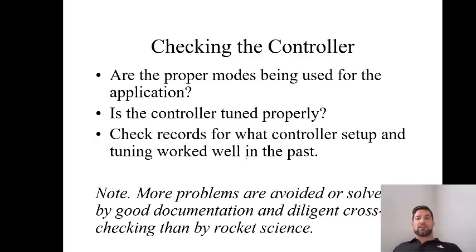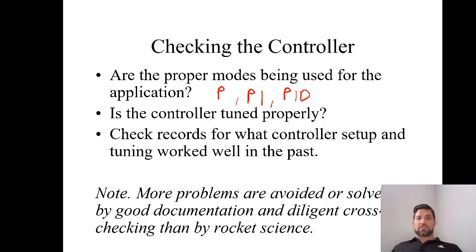Okay, so the next thing we want to do after checking the actuator is check the controller. In the controller, we can ask ourselves a few questions. Are the proper modes being used for the application? If we have an integrating process or we don't care about offset, we could have a P-only controller. If we have a fast process, we could have a PI controller. Or if we have a slow responding process, we could use PID.